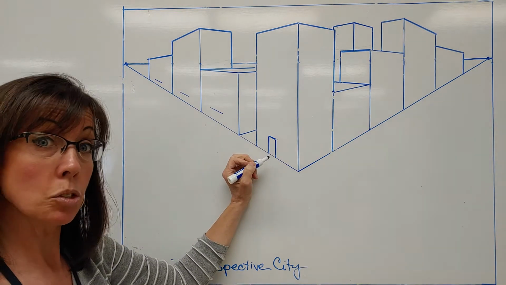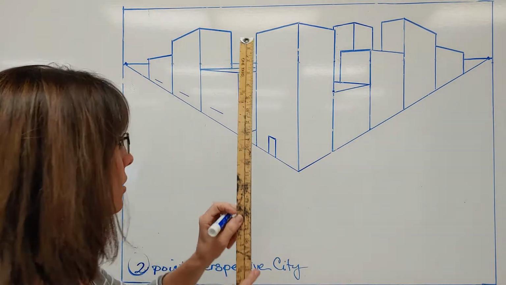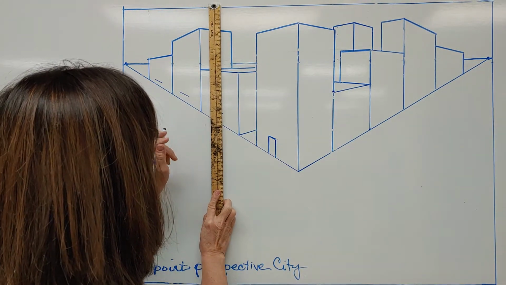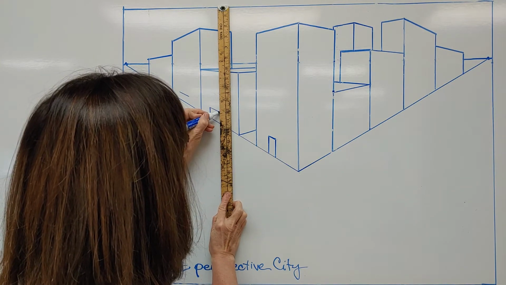Now this is a single door. Let me show you how to make a double door. Basically, you're going to make it wider to start. So I have a vertical line and a vertical line.